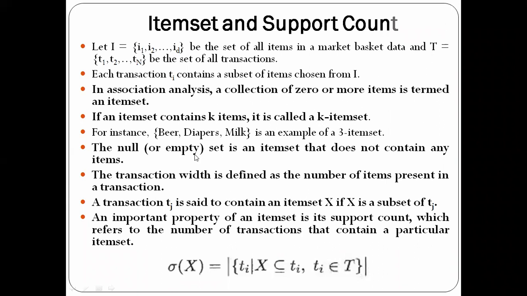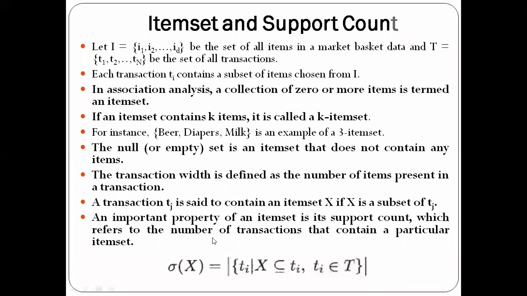The null item set, or the empty set, contains no items in it. So the null set doesn't contain any of the items. A zero item set or null item set is an item set that does not contain any items. If there are 2 items, then that is a 2-item set.